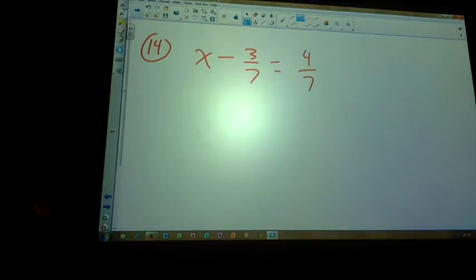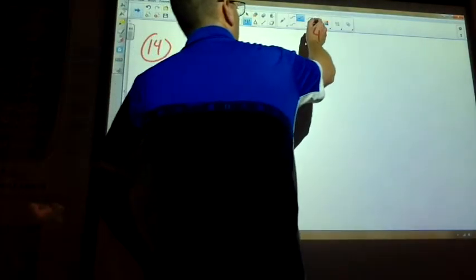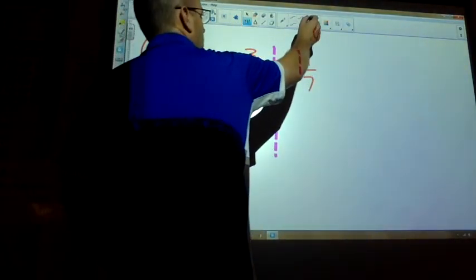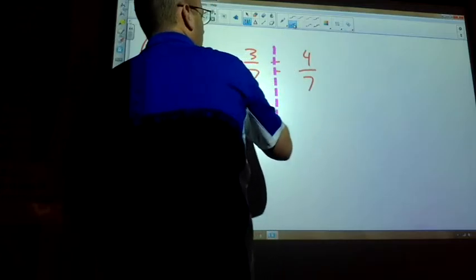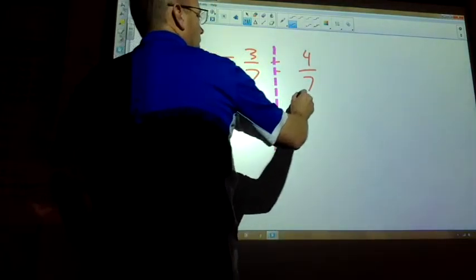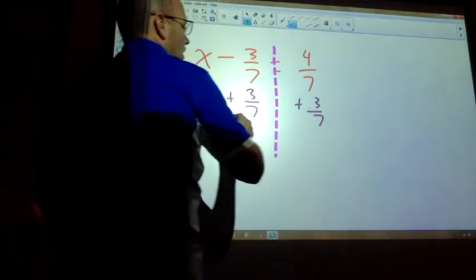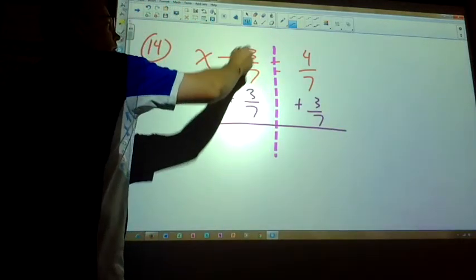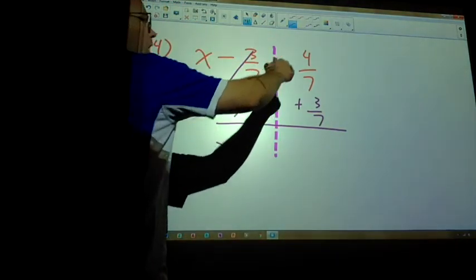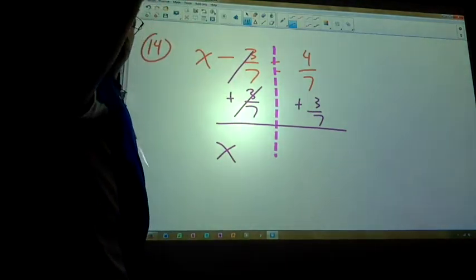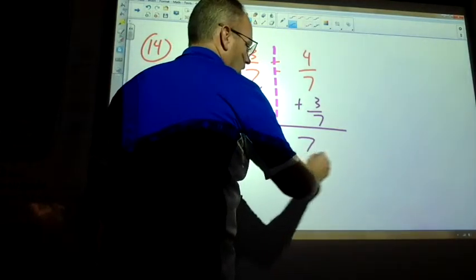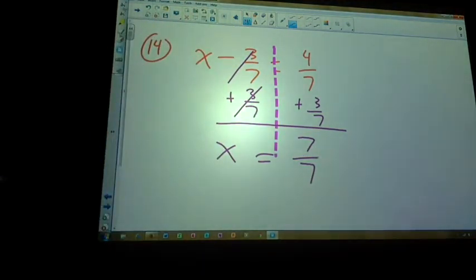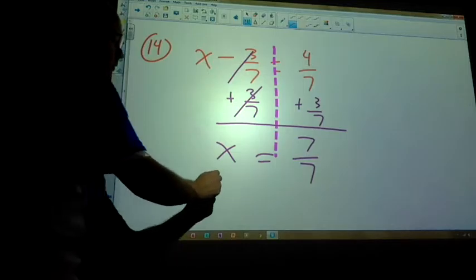So how are x and minus 3 sevenths being held together? Subtraction. What are we going to do to both sides? Yeah, we're going to add 3 sevenths to both sides. So now we're going to add 3 over 7 to both sides. And the nice thing in this case is we have the same denominator. So I'm going to go 4 plus 3, which is 7. So I get 7 over 7, and that reduces to what? 1. Awesome.